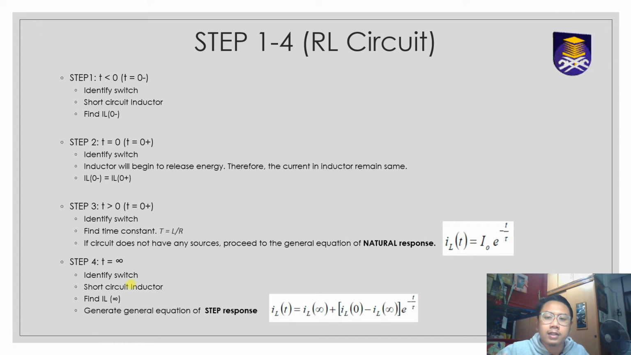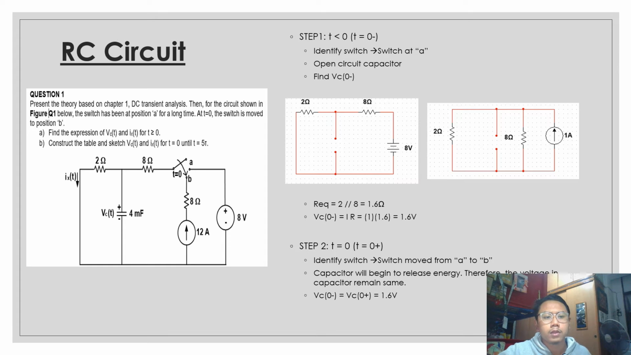Next, for RL circuit, it is the same as RC circuit, but the inductor will short circuit, different from RC circuit, where the capacitor will open circuit. So let's go to the question, which is RC circuit. Question 1: the switch has been at position A for a long time. At t is equal to 0, the switch is moved to position B. There are two things that we need to find in this question: find the expression of VC(t) and IX(t), and the second one, construct the table and sketch the graph. Let's follow step by step.